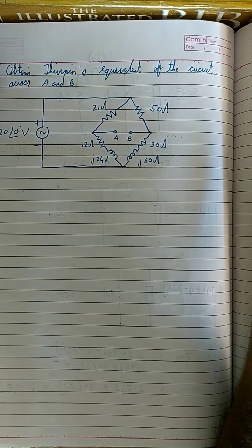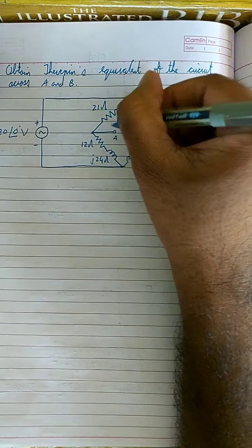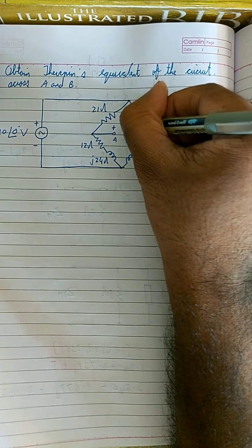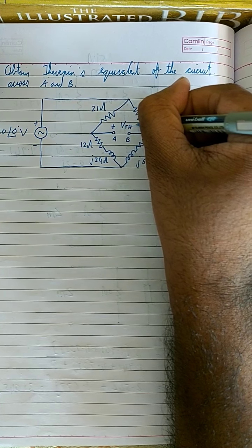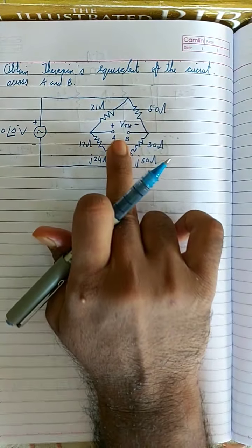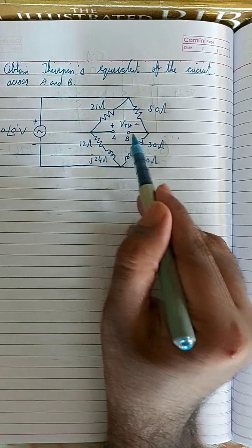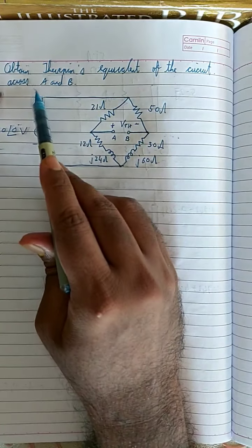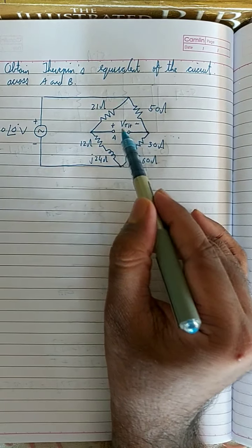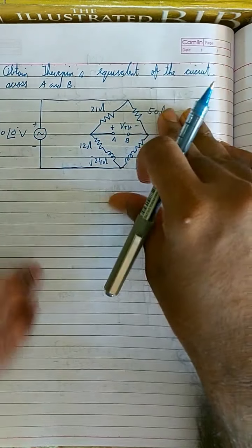So this is VTH, right? Let me mark VTH. Okay, this is VTH. I'm going to find the Thevenin's equivalent across this, so the voltage across A and B, the Thevenin's equivalent circuit across A and B. Therefore the voltage across A and B is VTH. Now let's do this question.